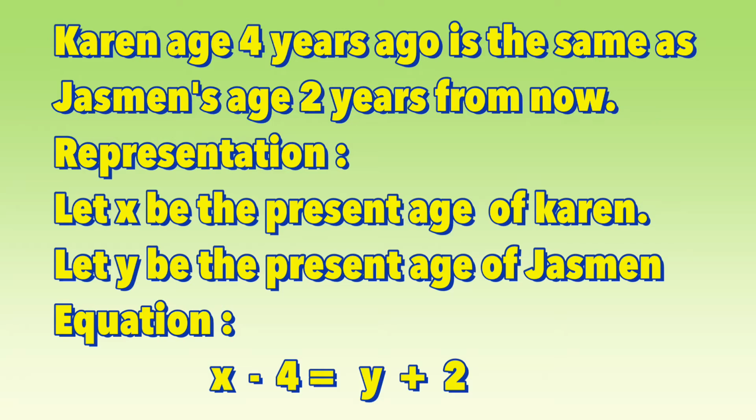Then let's go back again to read the problem. Karen's age 4 years ago. So Karen is x. Then 4 years ago, so we are going to minus. That's why our equation is x minus 4. Then it is equivalent to equals, is the same as Jasmen's age 2 years from now. Based on the representation, Jasmen is y, then from now is future, so that's y plus 2. So our equation is x minus 4 equals y plus 2.